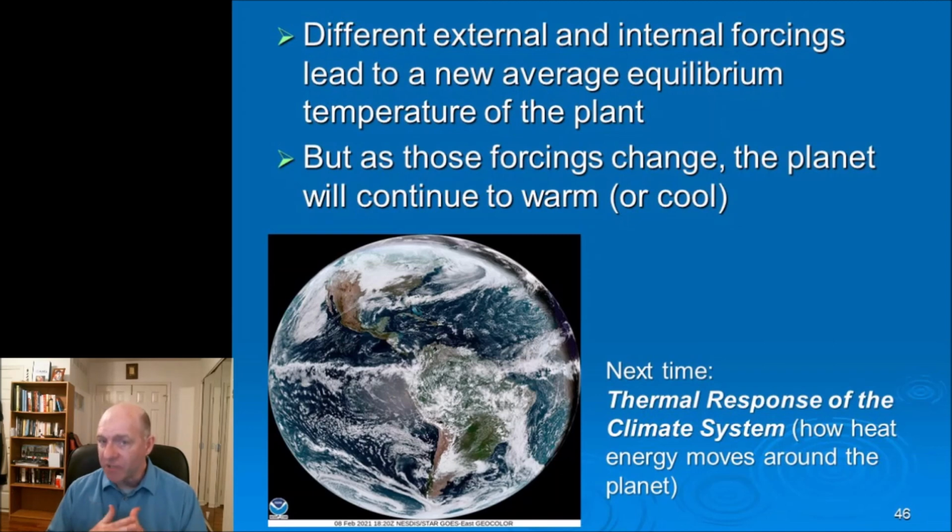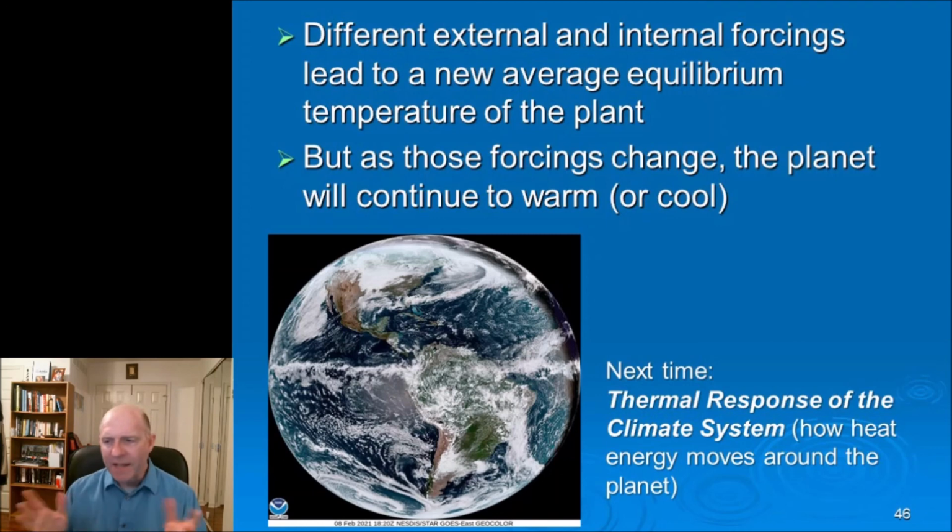But as those forcings change, the planet will continue to warm or cool. All right, if the sun were to suddenly get very quiet, which is not happening, but if that were to happen, we would start to see a net cooling of the planet. Again, it wouldn't happen in a week, wouldn't happen in a year. It would happen over the course of a few years, depending on how much the sun started to cool. But that's a very, very small amount compared to what we've seen recently. So you change the internal or the external forcings, and then you will change the mean temperature of the planet, what we call boundary conditions.